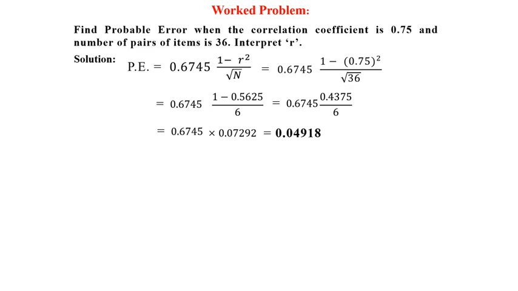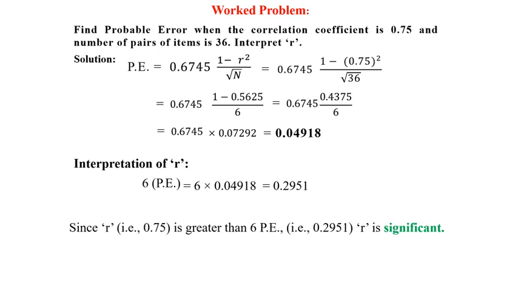Let us verify it. Interpretation of R: 6 PE equals 6 into 0.04918. It will be 0.2951. So R is 0.75, the correlation coefficient, but 6 PE is 0.2951. R is greater than this 6 PE. 0.75 is a bigger number than 0.2951. Therefore, R is greater than 6 PE. Therefore, R is significant. We can depend upon the value of the correlation coefficient. Okay, so this is the interpretation.